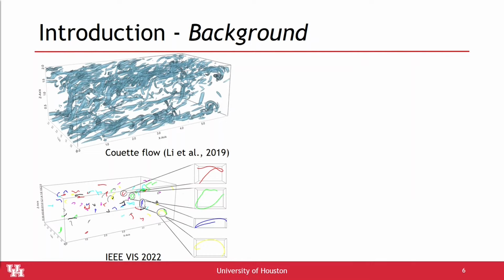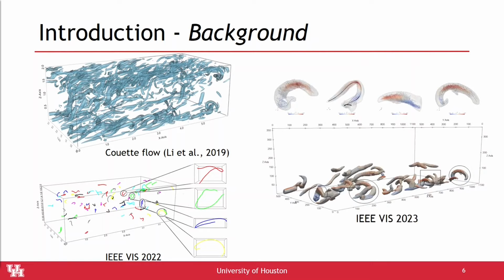In our 2022 poster, we used vortex core lines to extract candidate hairpin vortices, which showed many outliers. Our current method uses a combination of geometric and physical criteria to extract hairpin vortices, demonstrating improved and accurate results. Our method consists of multiple pipeline steps.